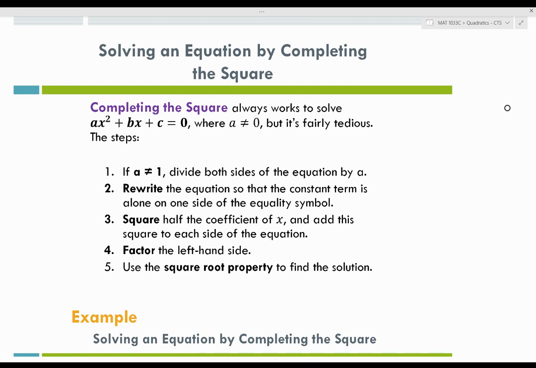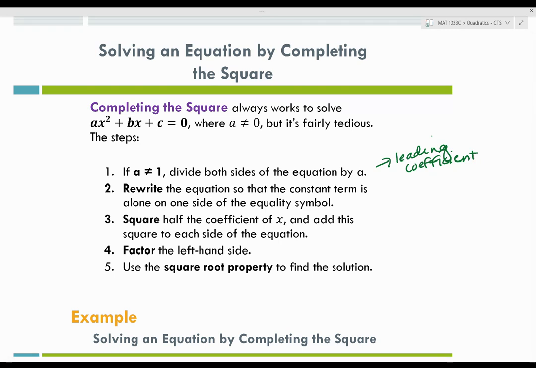So step one is, if a does not equal 1, you're going to divide both sides of the equation by a. Remember, a is your leading coefficient. In order to use this method, your leading coefficient needs to be 1 before you start.